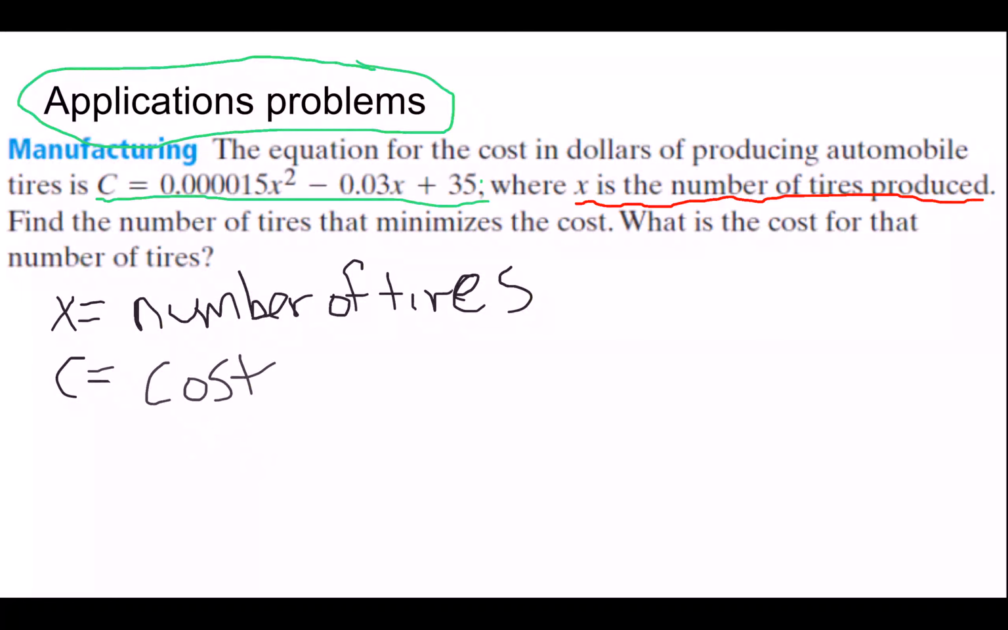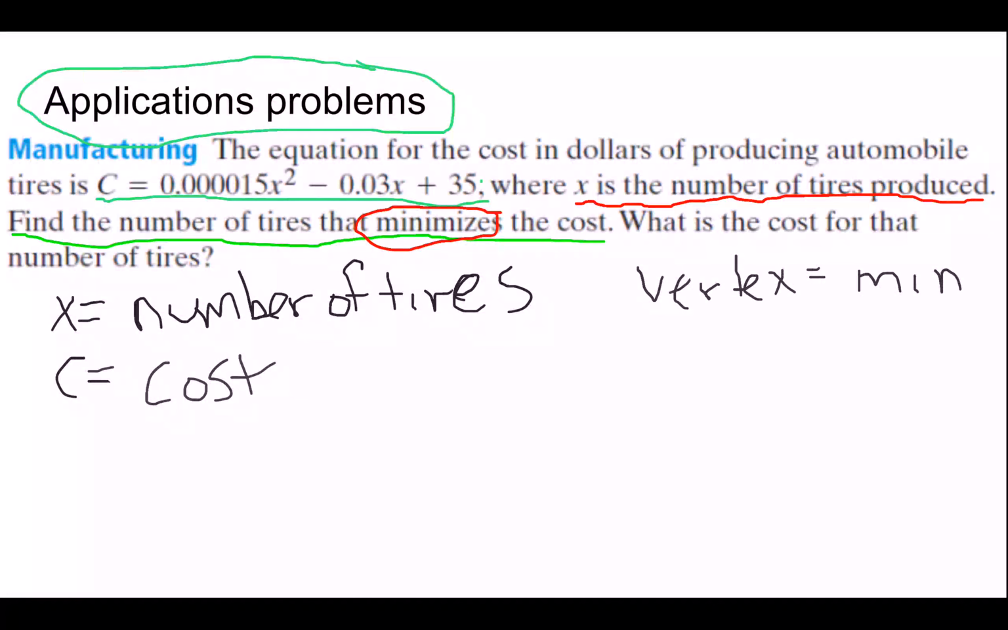And then when I keep reading through, what they want me to find is the number of tires that minimize the cost. So the key word to me there is minimize. That's what we want to do. And if you remember from the last video, vertex is another name for min. So vertex equals min. So essentially what I have to do is just find the vertex.